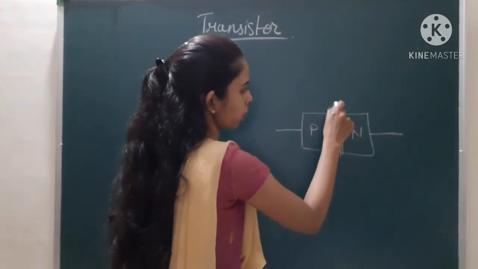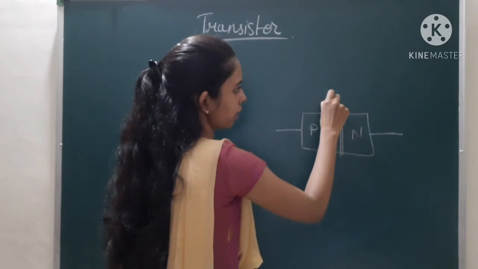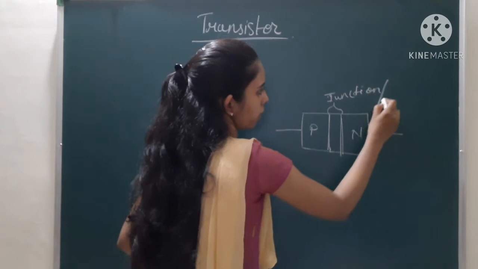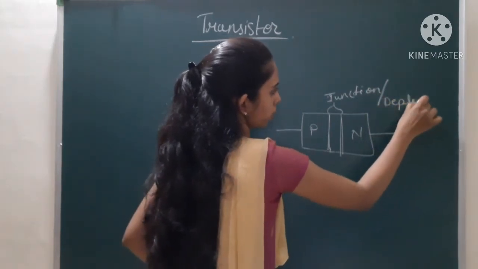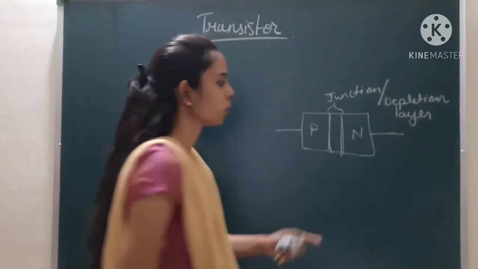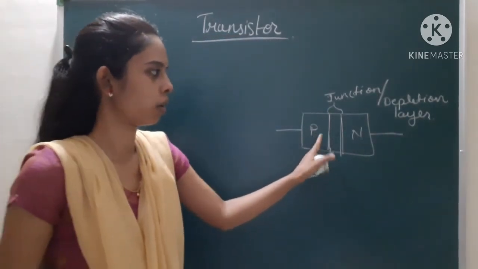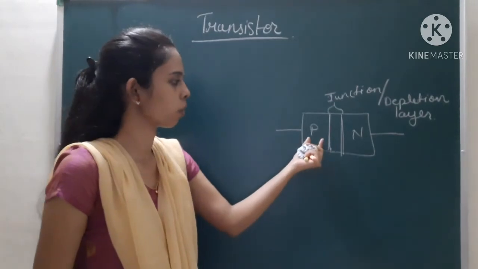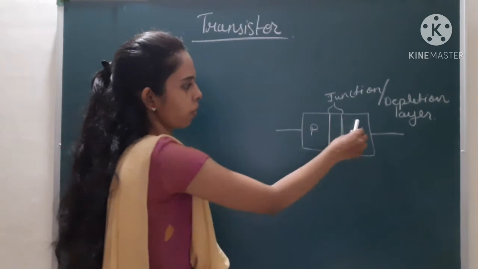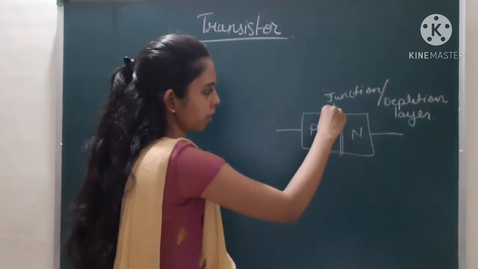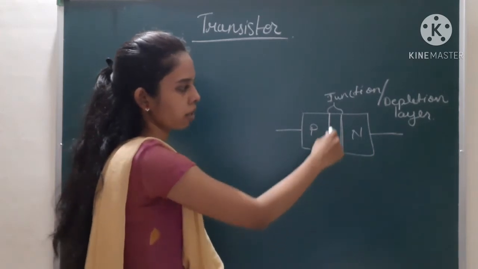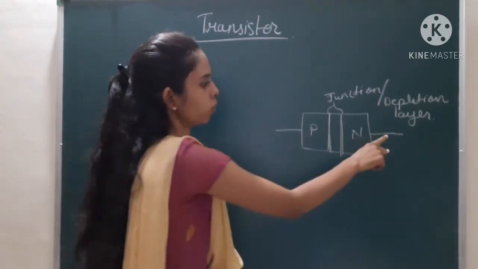This is nothing but what is called the junction, or we may call it the depletion layer. Here you can see that we have used two regions, that is the P region and the N region. These are the two semiconductors, and when they are attached to each other, a depletion layer is created. So you can see that only one depletion layer is there and there are two terminals.